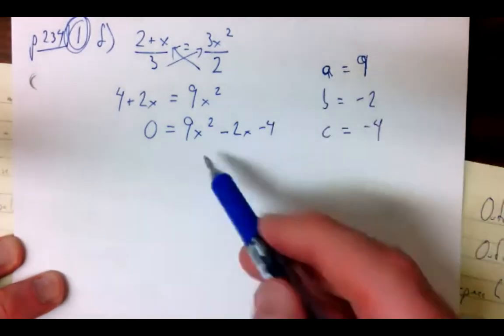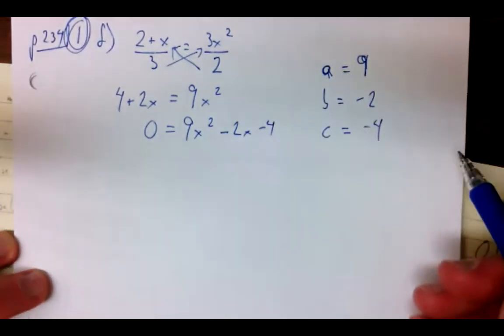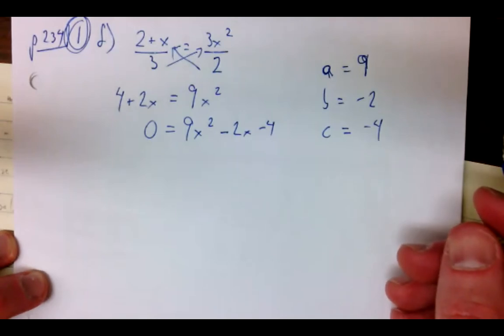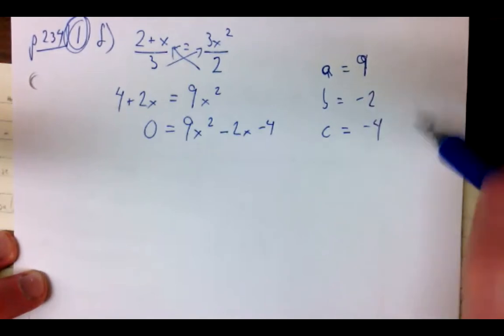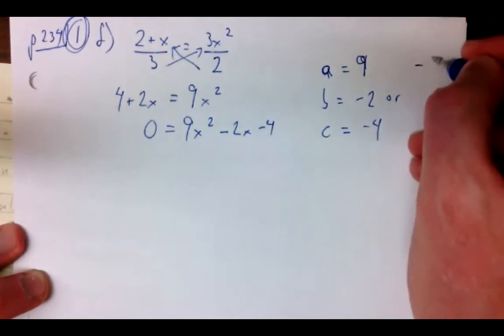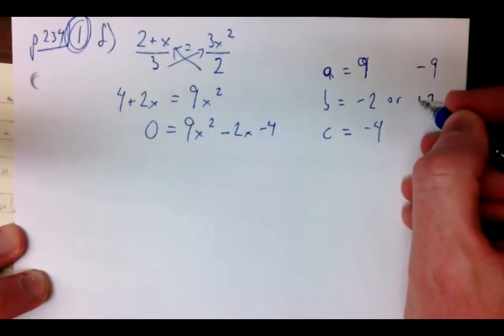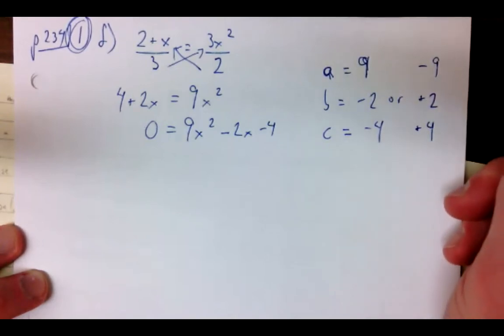Now, if you did it the other way, so this is negative and these two are positive, totally okay. Totally 100% okay. But it has to be just those two combinations. It's not like plus or minus, plus or minus, plus or minus. It's either this or negative 9, positive 2, positive 4. Cool, cool, cool.